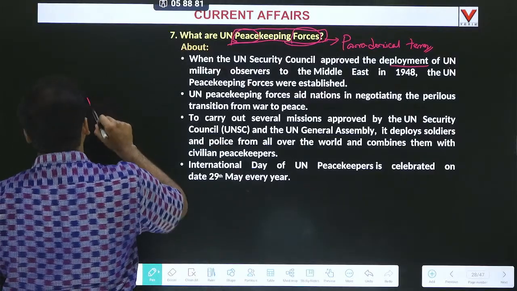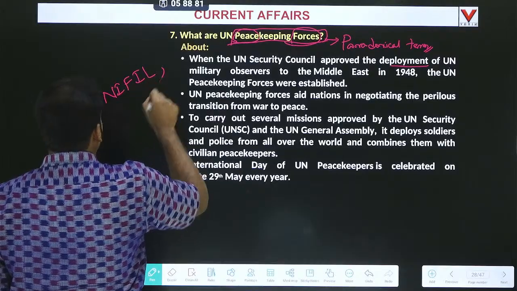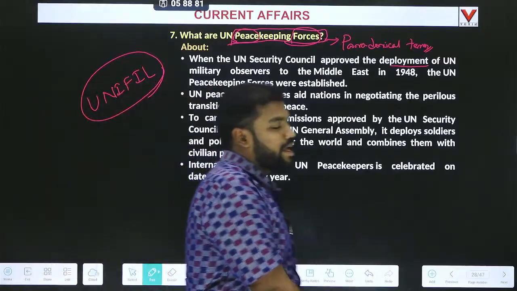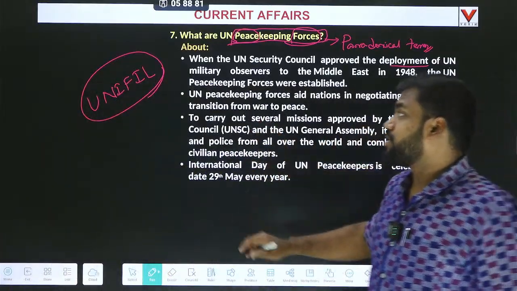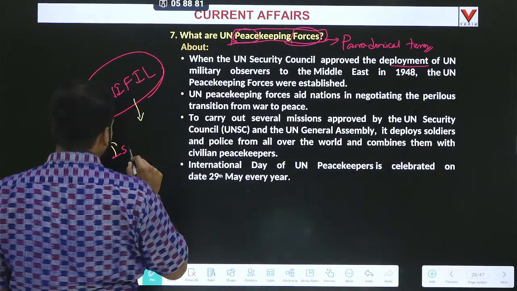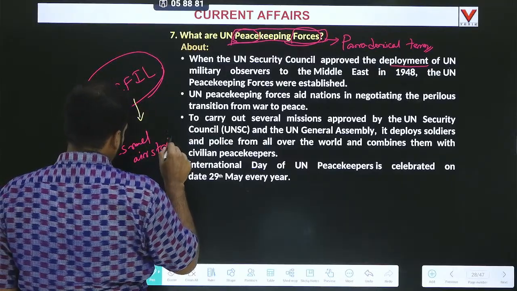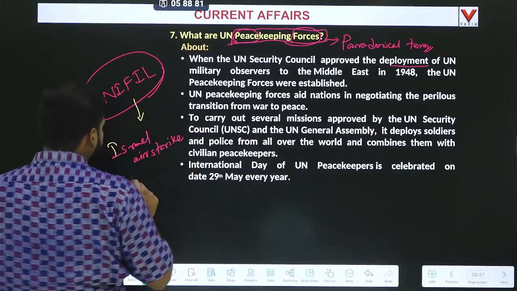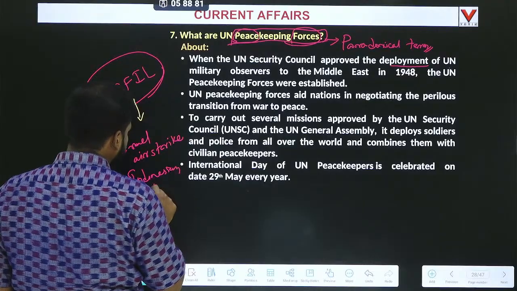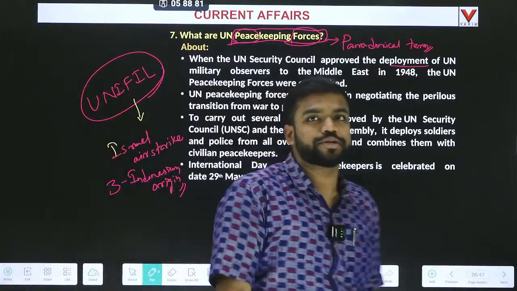By the way, why is the UN peacekeeping force UNIFIL? United Nations Interim Force in Lebanon, right? Here, due to an Israeli airstrike, 3 peacekeepers of Indonesian origin died recently. That's why UN peacekeeping is in the news, right?